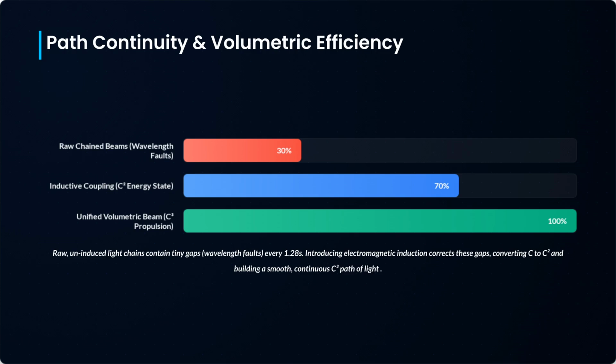To solve this, the theory introduces electromagnetic induction. When a primary beam traveling at speed c actively induces the next consecutive beam at speed c, their intersection creates a localized field configuration equivalent to c squared. When we take this c squared induction state and combine it with the physical rotation of our machinery, the path expands into a seamless, volumetric c cubed configuration. This entirely erases the microfaults.